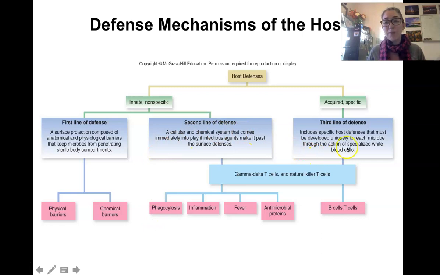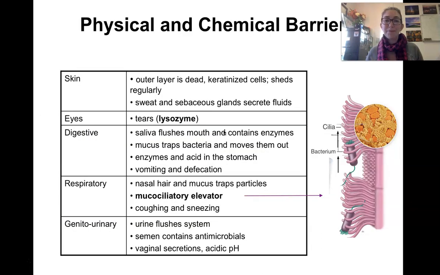And then next chapter, we'll talk more about this third line of defense, which involves a whole other set of white blood cells, primarily our lymphocytes, our B cells and T cells. But that works hand in hand with this second line of defense. So it's kind of a chain reaction that we'll see.